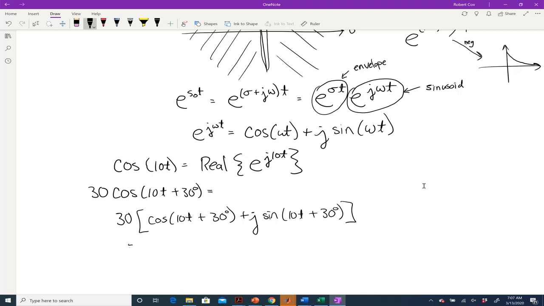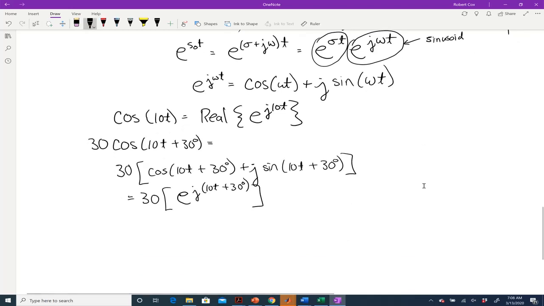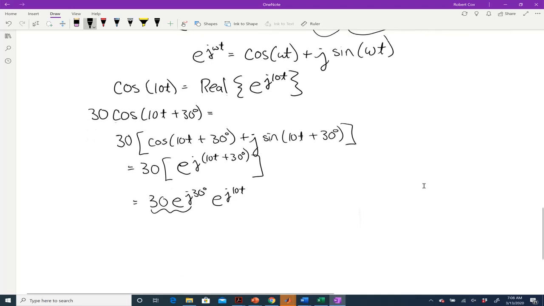You could write that as 30 times e to the j (10t plus 30 degrees), like so, okay? And you could then write that as 30 e to the j 30 degrees times e to the j 10t, okay? Now, this number right here is sometimes referred to as a complex amplitude, okay?